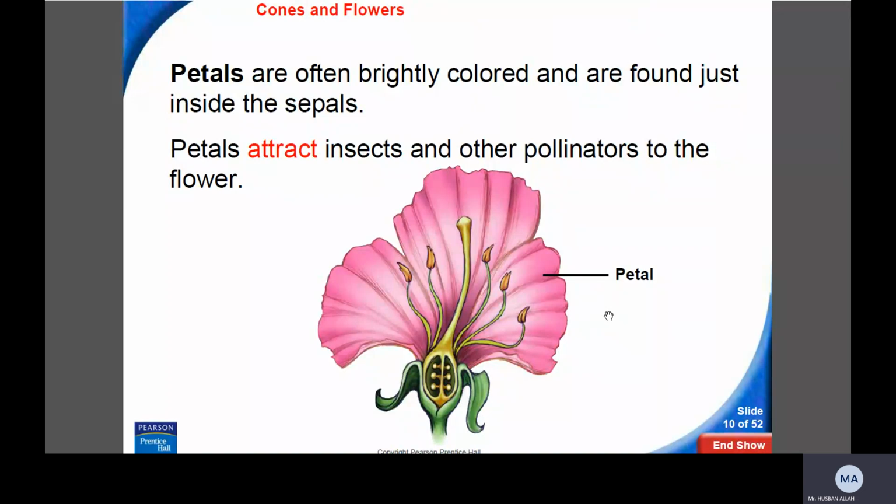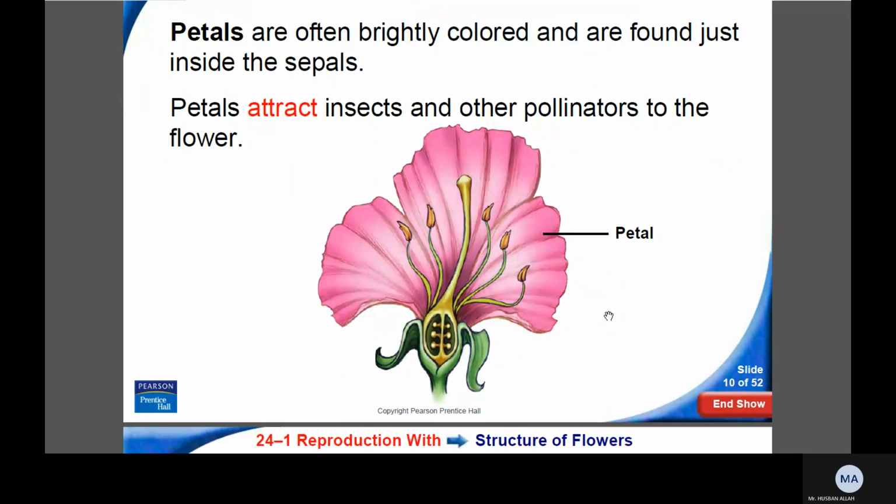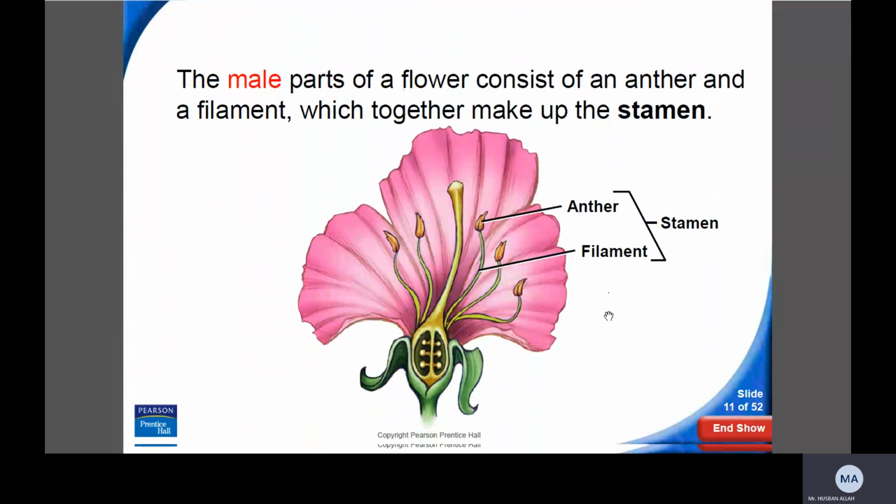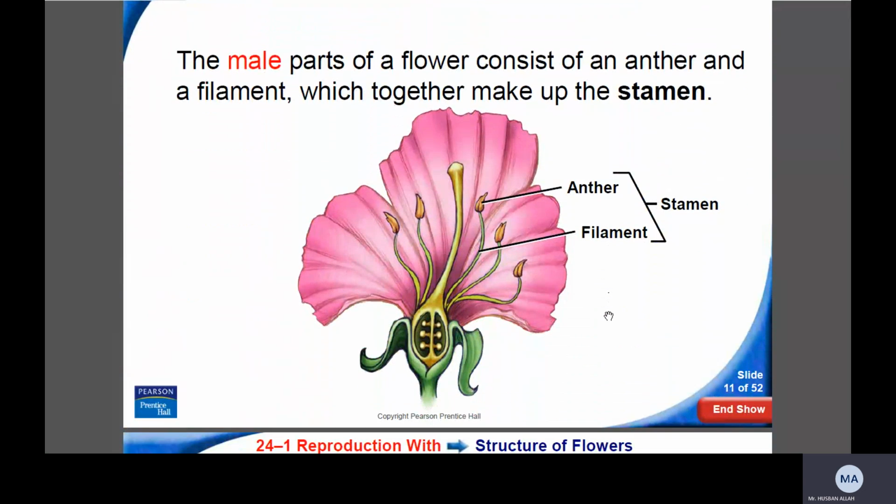So it will stick here and it will come to the ovary, and that cycle will continue. The next part we have is the male part of the flower, which is called the stamen. Keep in mind that the names in the cycles are slightly changed. I told you before, the names will be slightly changed.